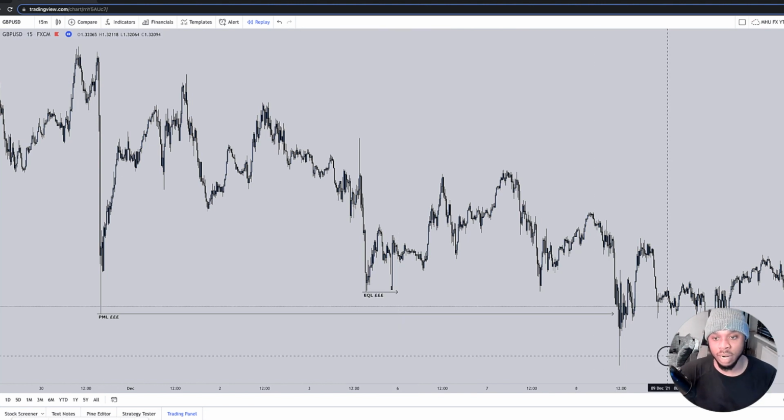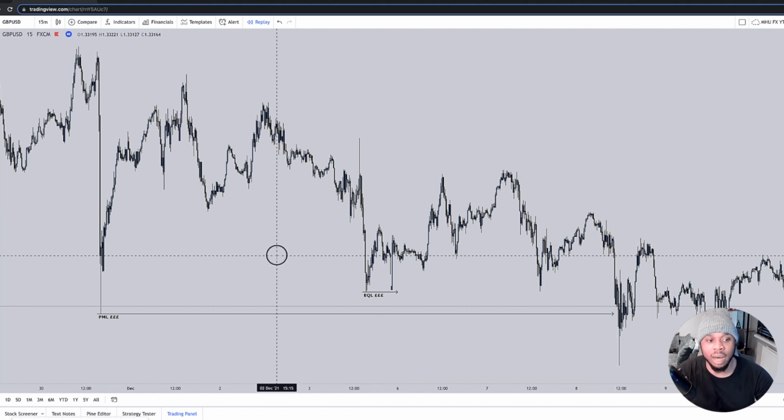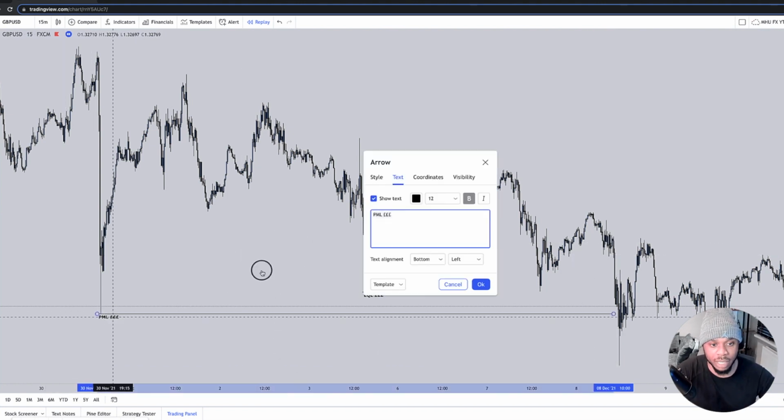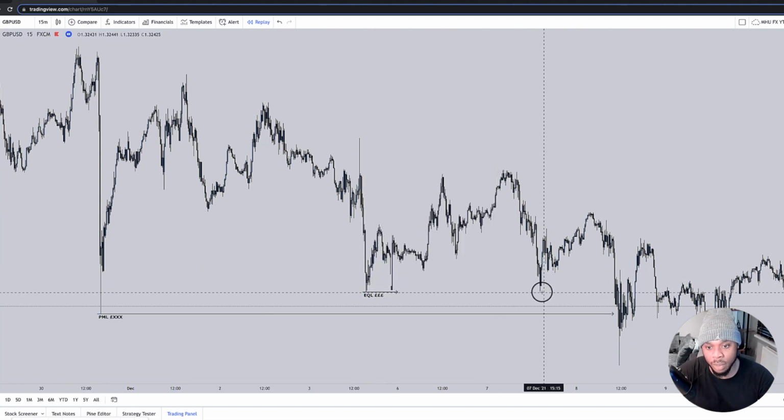This is what smart money traders would have seen, right? So in December, we took out the previous month's low. We took out the previous month's liquidity, and we also took out this low here as well. We also took out this low in December. We took out these equal lows as well.